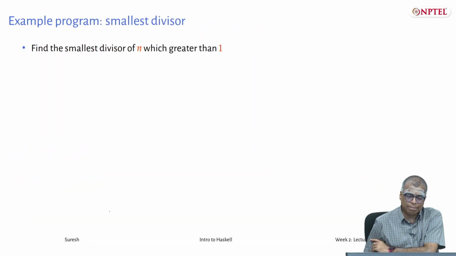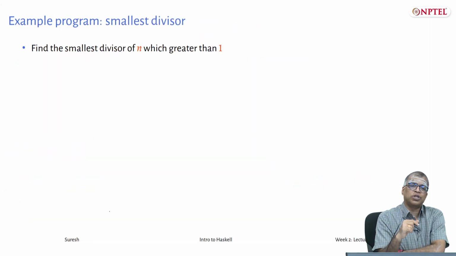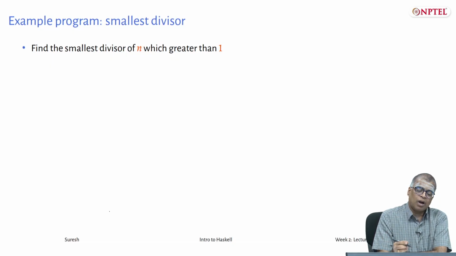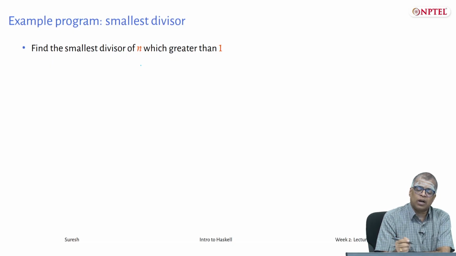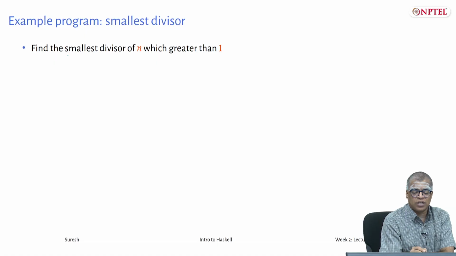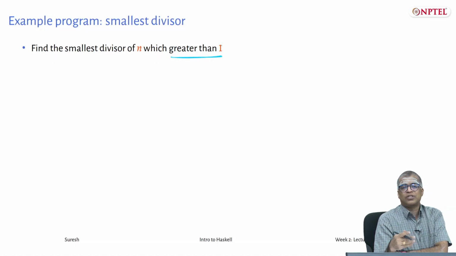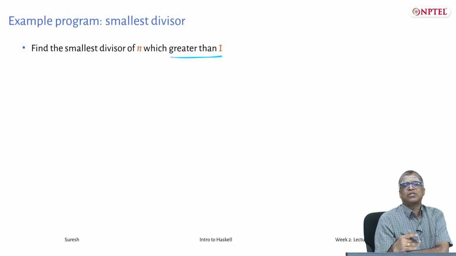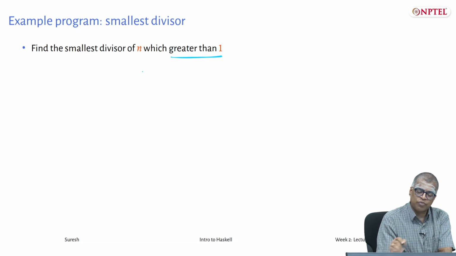Let's move on. Here is another example program. Given a number n, I want to find the smallest divisor which is greater than 1. Of course, the smallest divisor of anything is 1, right? We are talking about non-negative divisors. The smallest divisor for any number is 1, but we want something that is different from 1.